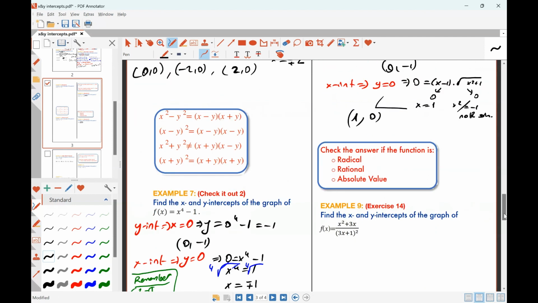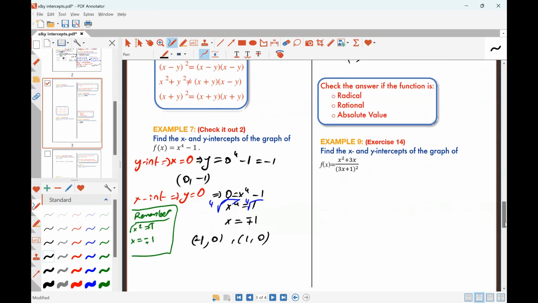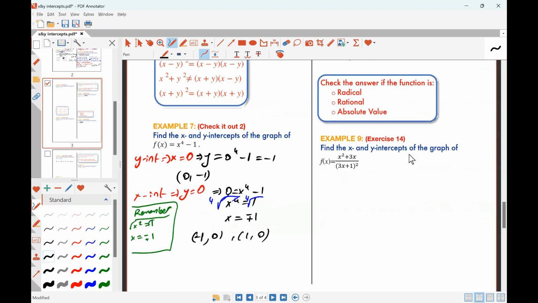Let's continue with a rational example. Exercise 14. Find x and y intercepts. Y-intercept means let x be 0. So y equals 0 squared plus 3 times 0 over 3 times 0 plus 1 squared. So top is 0, 0 plus 0 is 0. Bottom is 1, 0 over 1 is 0. When x is 0, y is 0. So our point is 0, 0.